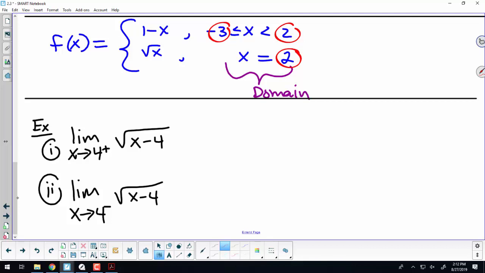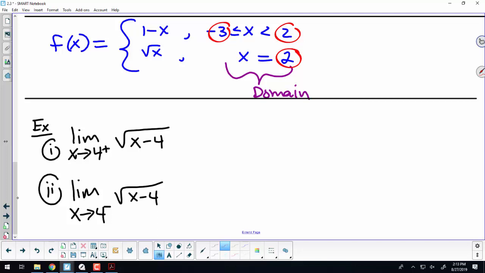Does that make sense? Does anyone have any questions about this? No. And sort of not necessarily a piecewise function, but yet again another example of where one-sided limits are appropriate.